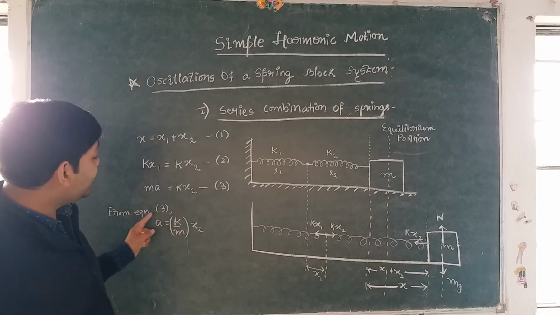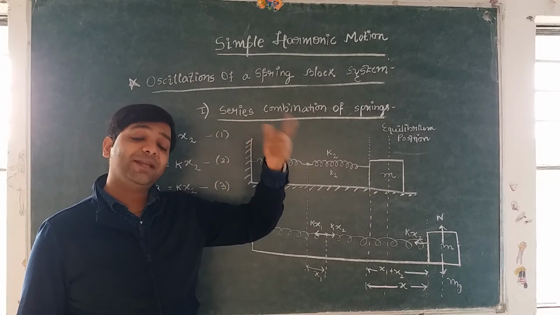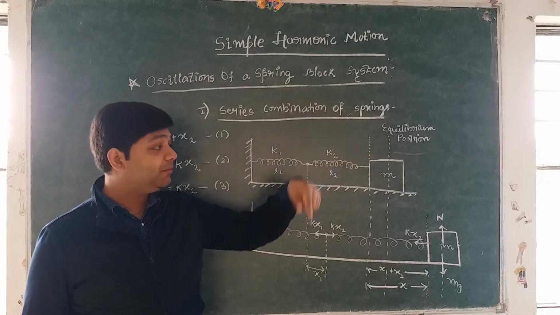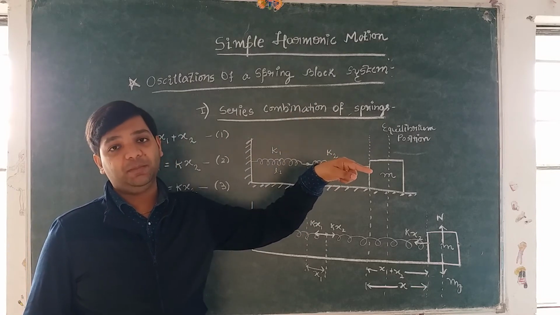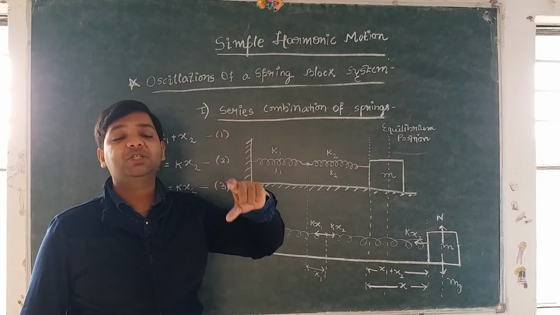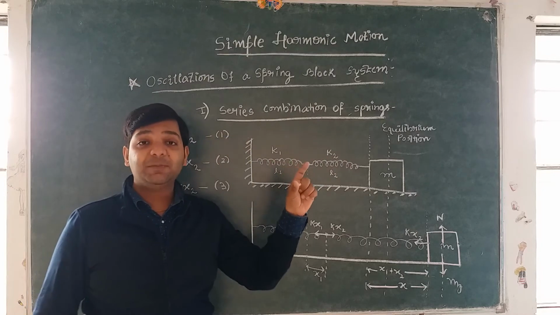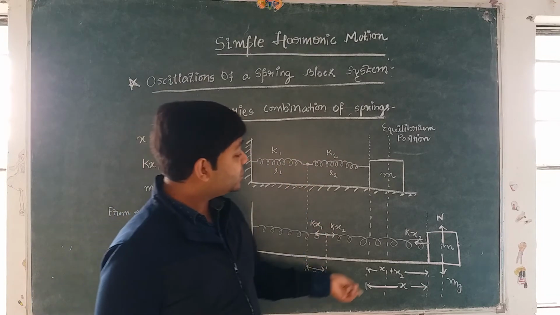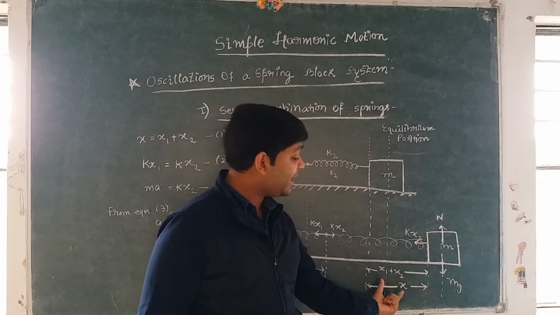Why? Because in the general equation of SHM, the acceleration of the block should be directly proportional to its displacement from the mean position. Acceleration of the block should be directly proportional to the displacement of the block from the mean position. So right now the displacement of the block from its mean position is x.